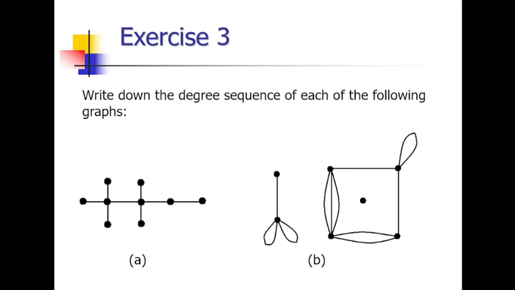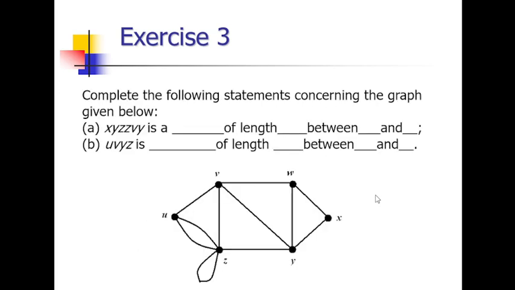You must have considered this one. Okay, let's see. Complete the following statement concerning the graph. Now you need to consider whether it is a walk, whether it is a cycle. Starting from x to y, definitely this is a walk, a closed walk, not a cycle. Walk of length: how much length is there?